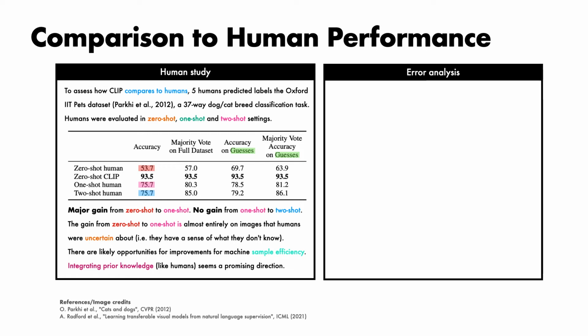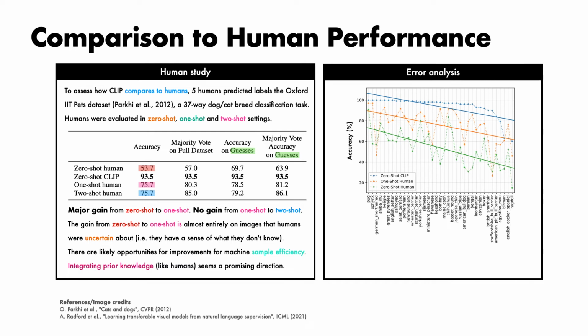To characterize the errors being made, this plot, with accuracy on the y-axis, shows zero-shot CLIP performance in blue, as well as one-shot human performance in orange and zero-shot human performance in green, with the categories ranked by prediction accuracy for CLIP. Broadly, we observe that problems that are hard for CLIP are also hard for humans. The authors speculate that this finding stems from at least two factors. First, noise in the dataset, including mislabeled images. And second, out-of-distribution images which are hard for both humans and models.